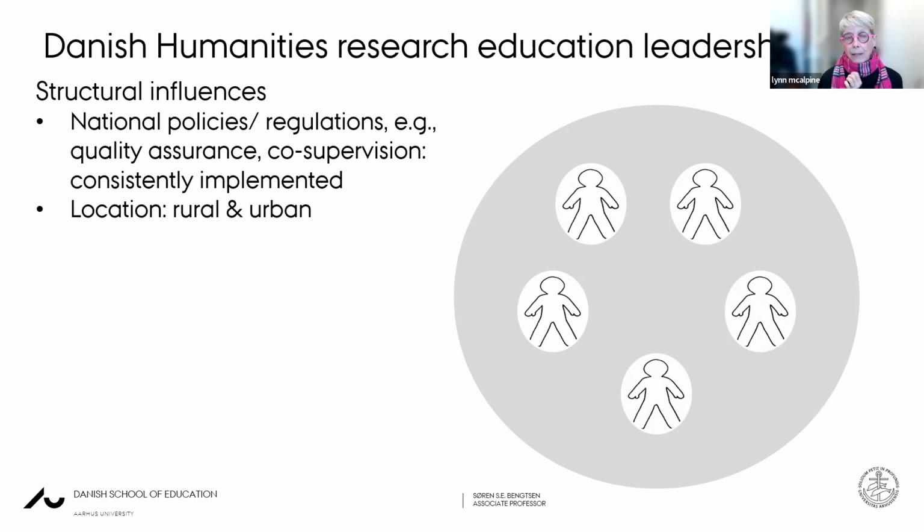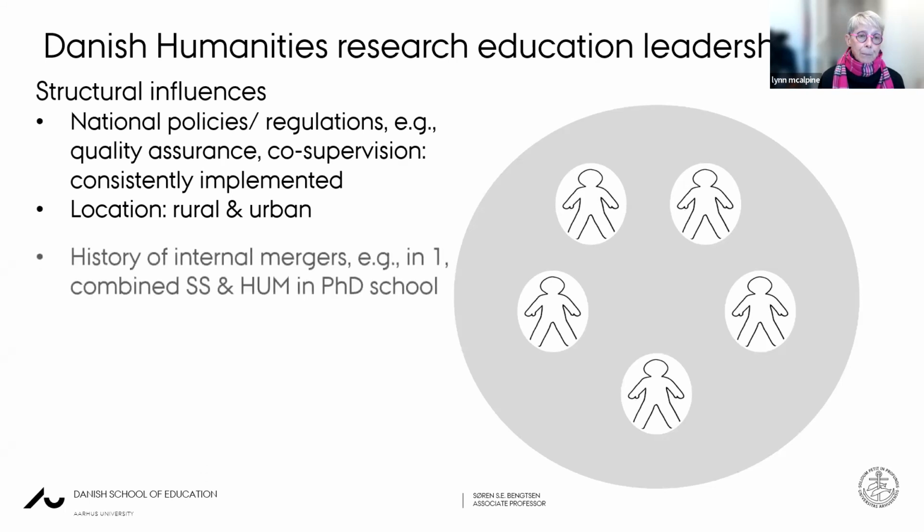So one was their location. Some were rural and some were urban. The rural ones tended to attract local students. The urban ones were more internationalized and drew in people from the rest of Denmark. And in some sense, the rural universities sometimes felt that they were losing students to the urban settings.